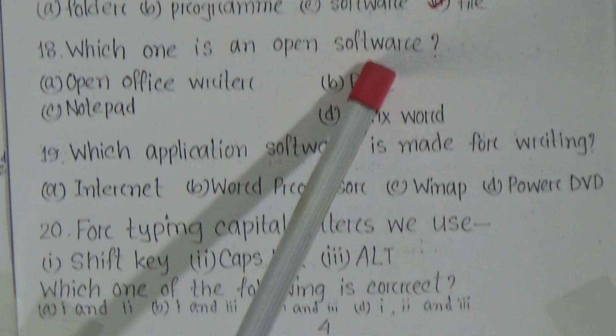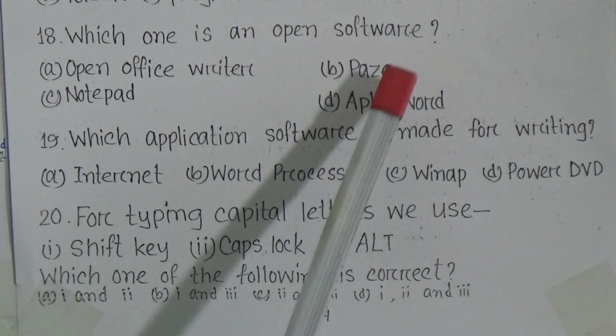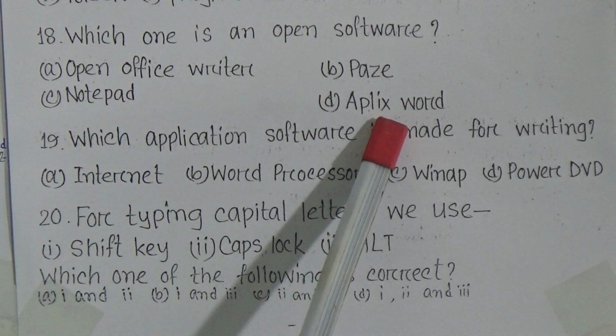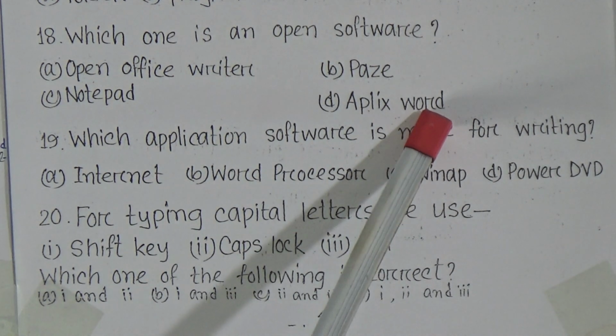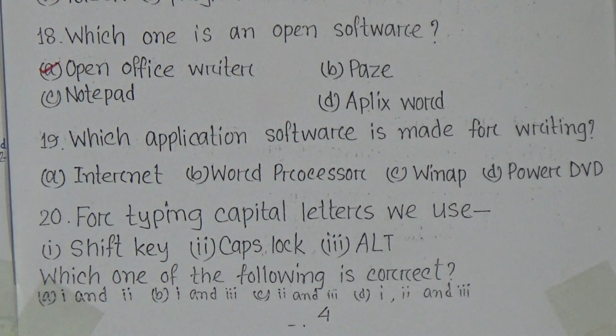Now come to question number 18. Which one is an open software? Options are Open Office Writer, Page, Notepad, Applix Word. So here our answer is option A, Open Office Writer. Come to question number 19.